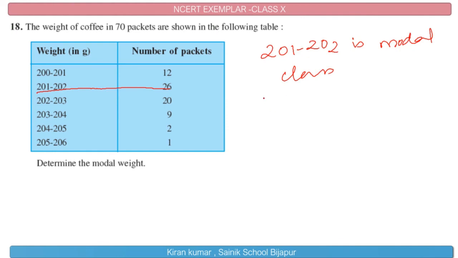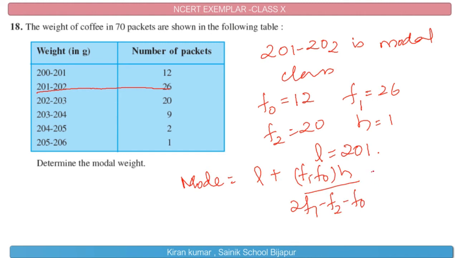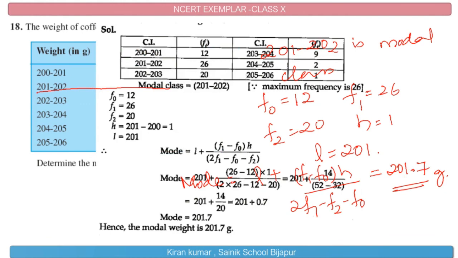When the modal class is known, we can find the preceding frequency, the modal class frequency, and the succeeding frequency. The class size is 1, and the lower limit of the modal class is 201. Substitute in the formula L plus f1 minus f0 into h divided by 2 times f1 minus f2 minus f0. On substitution, we'll get 201. This will be in terms of grams. You can cross check.